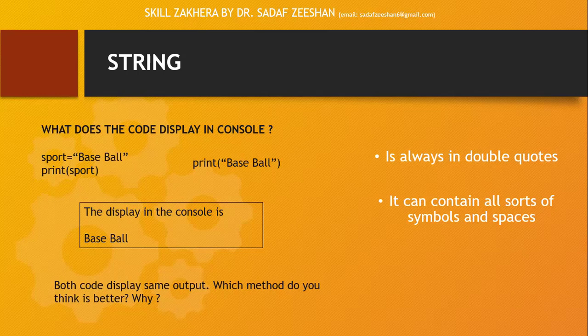I can do this without assigning it to a variable as well, and I can directly print a string by giving a print command, brackets, anything written within the double quotes. In this case, it's baseball, and then I close the brackets and the display on the console will also be baseball. Both codes display the same outcome, but obviously assigning a variable is a better option.